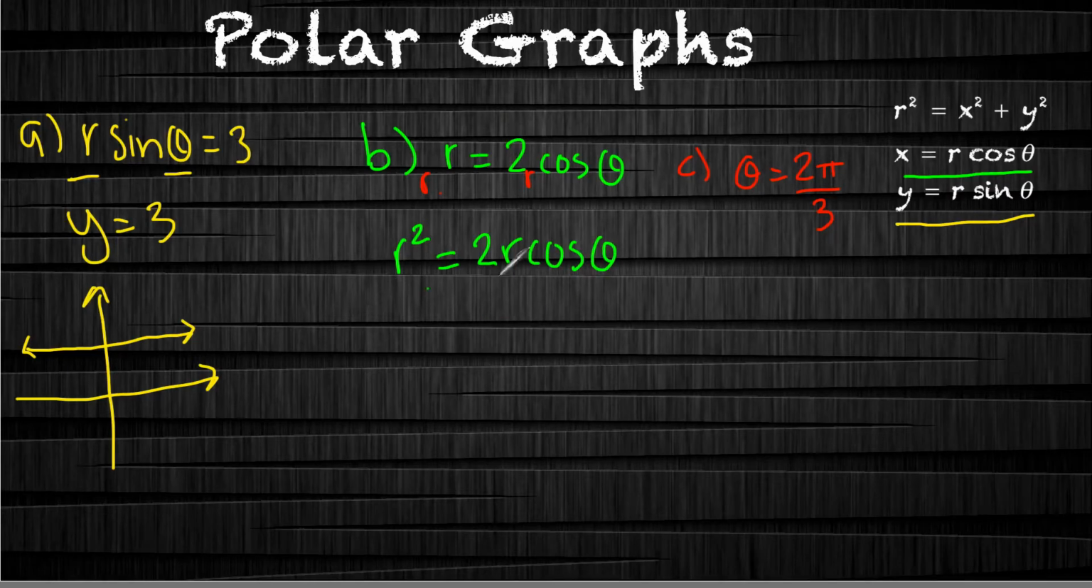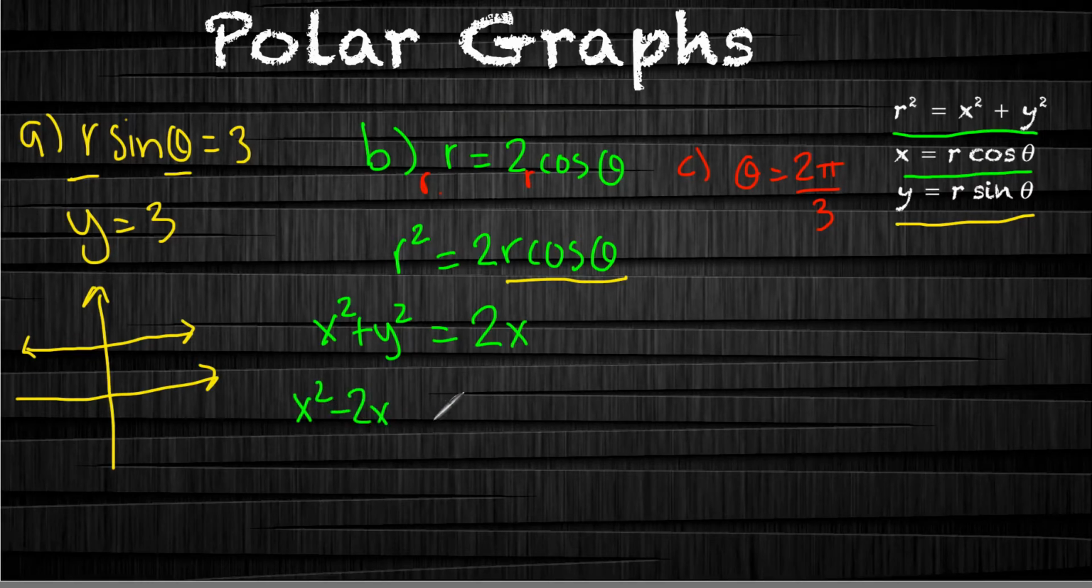So now we remember that r squared is equal to x squared plus y squared, and that gets us into rectangular form, so x squared plus y squared. And then we can realize that r cosine theta, this piece right here, we can replace with x. So it's going to be 2x. All right, now we're going to move the 2x over to the other side, and we're going to complete the square, and we're going to see what type of shape this makes.